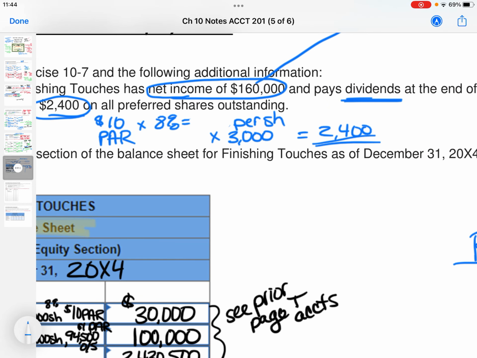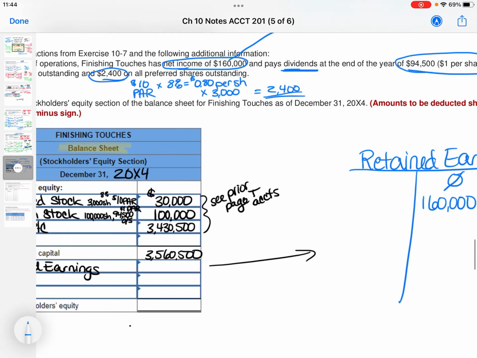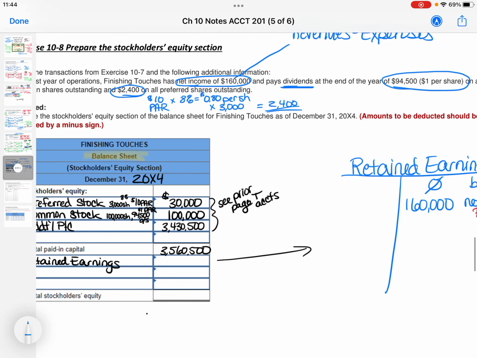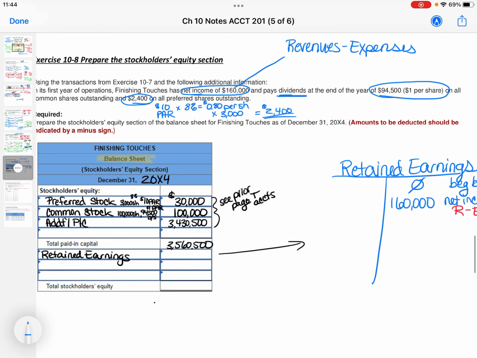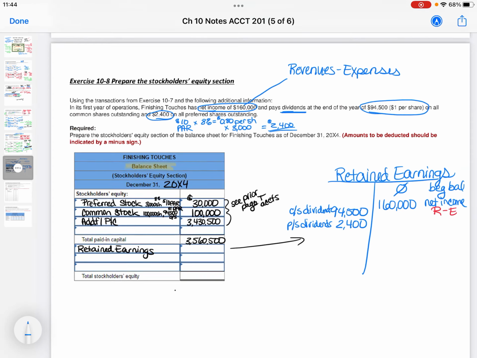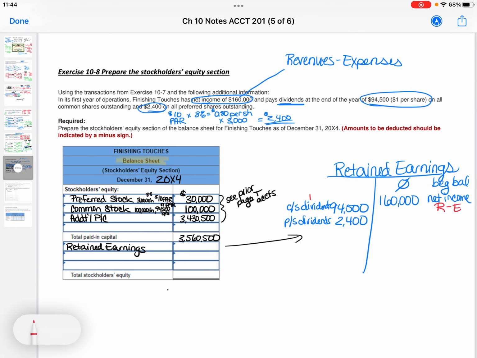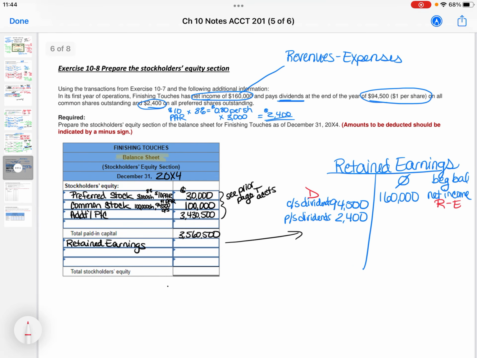I'll zoom in so we can see it better. 80 cents per share. Okay, so we're just verifying that they did their math correctly, right? $2,400. So for dividends, this gets subtracted. Dividends of $94,500. That's the common. So this is common stock dividends and preferred stock dividends. I'd subtract those from this account, and there's my D. So RED. Remember, we closed the RED accounts.